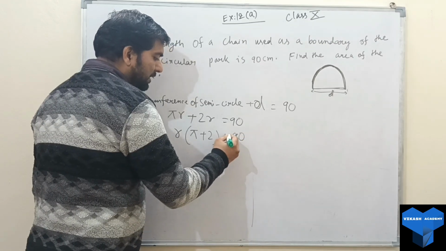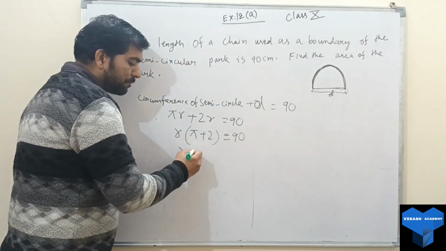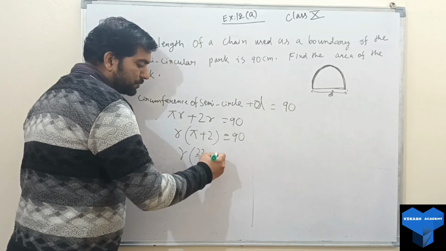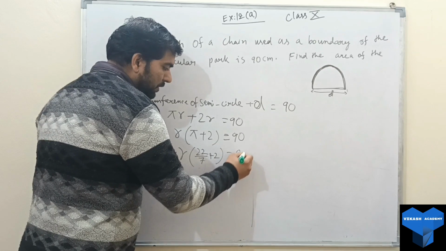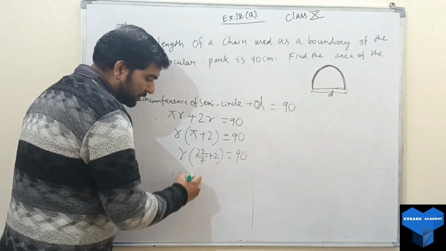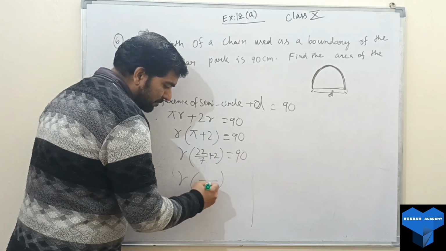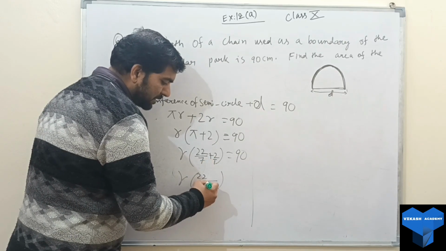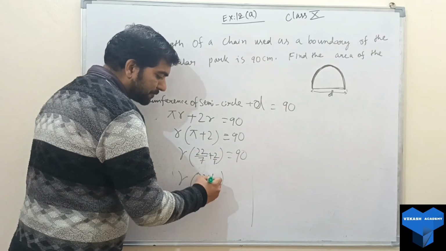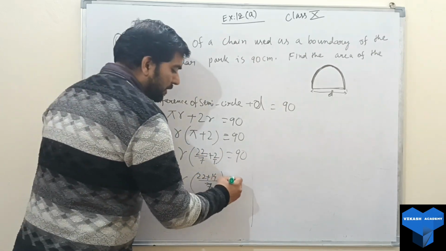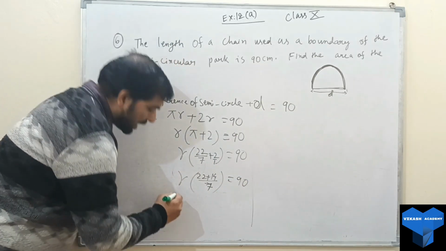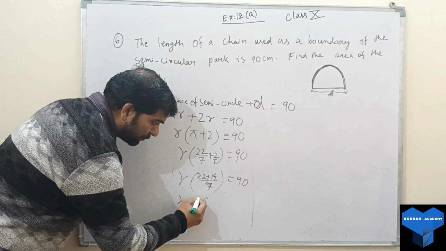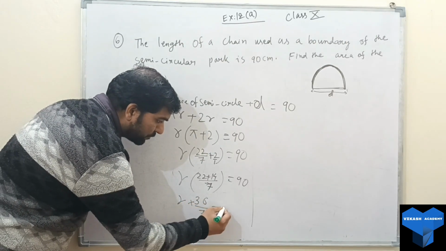Or we can write r into pi, 22 by 7 plus 2, equal to 90. So r into, 7 ones are 7, 7 twos are 14, so 22 plus 14 is 36 by 7, equal to 90.